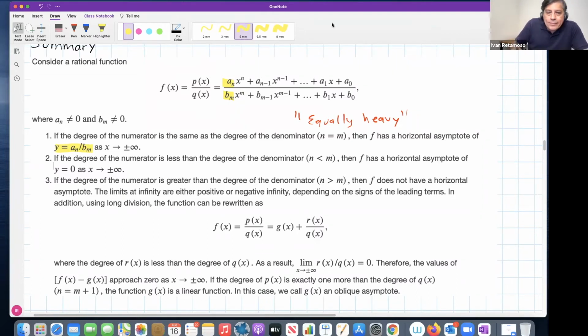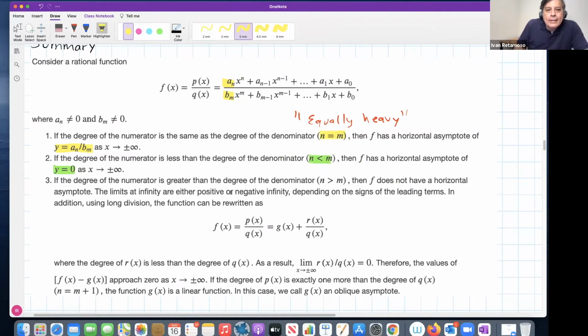Second scenario, what if your rational function is bottom heavy? What if N is less than M? What if M is the dominant now? Well, for bottom heavy, we said that we will end up with y equals 0, because this will dominate. So the horizontal asymptote will be y equals 0. So maybe we can highlight here.